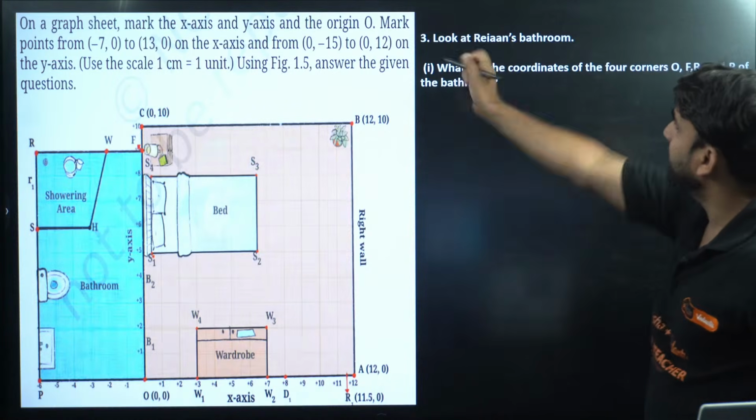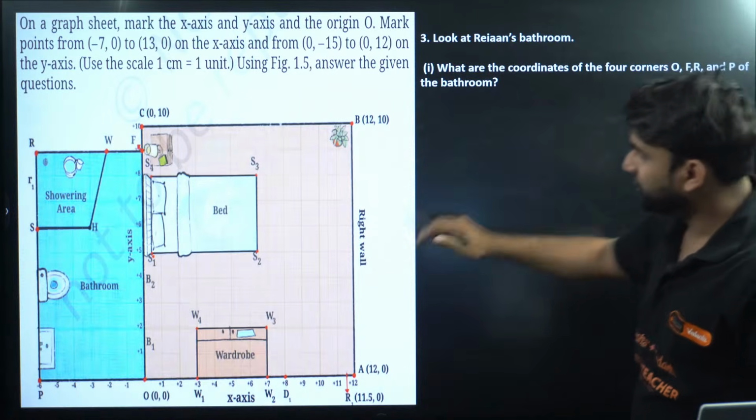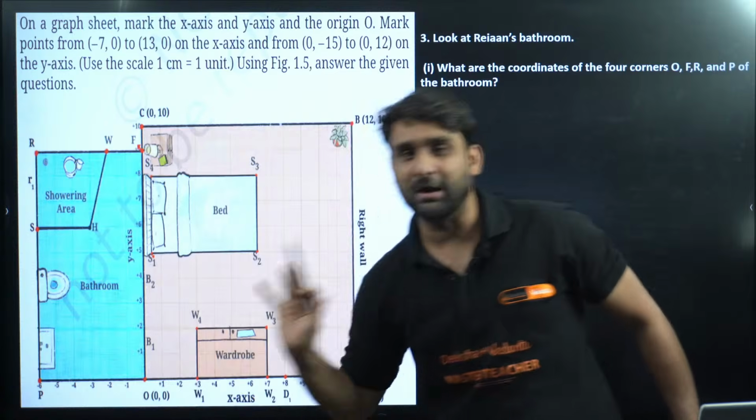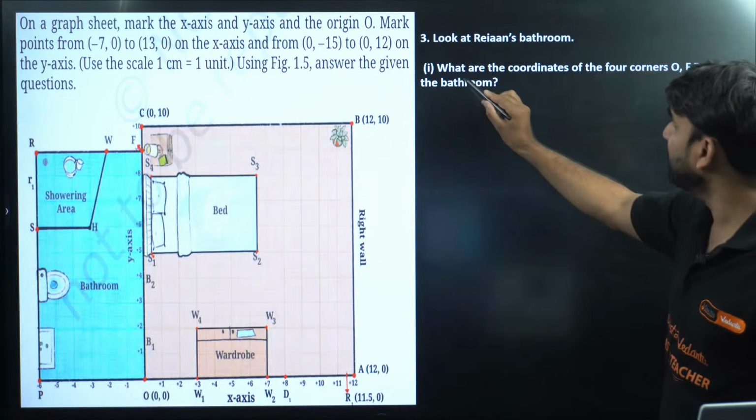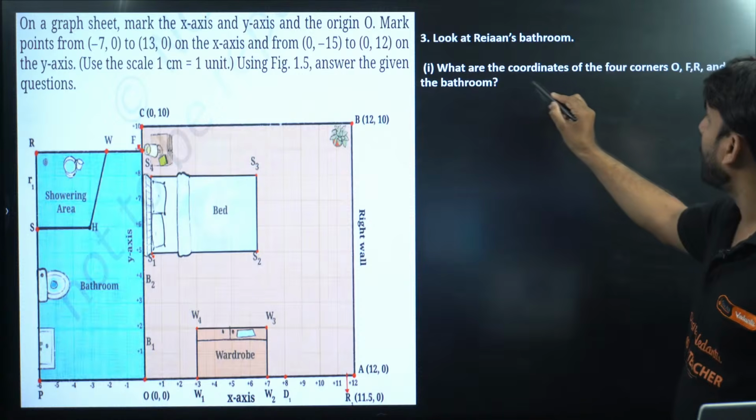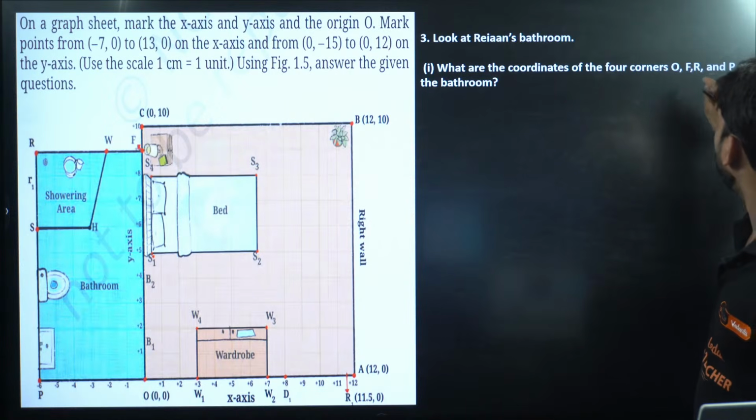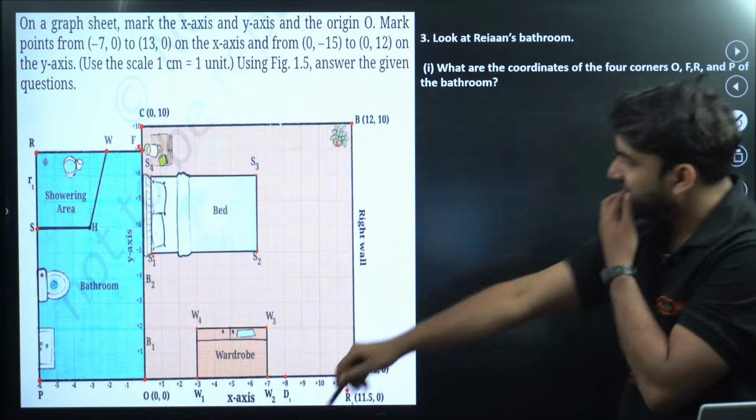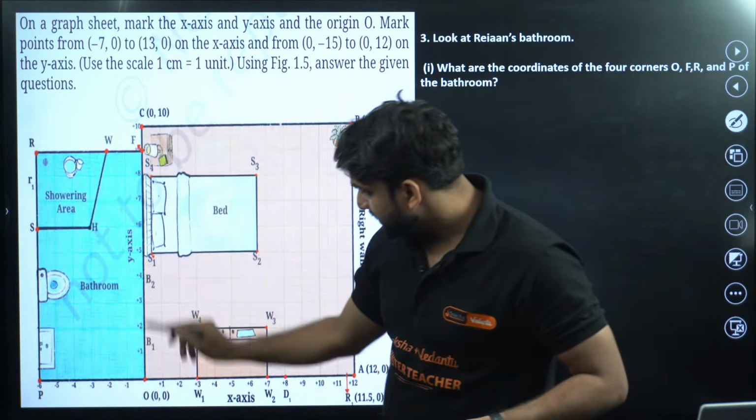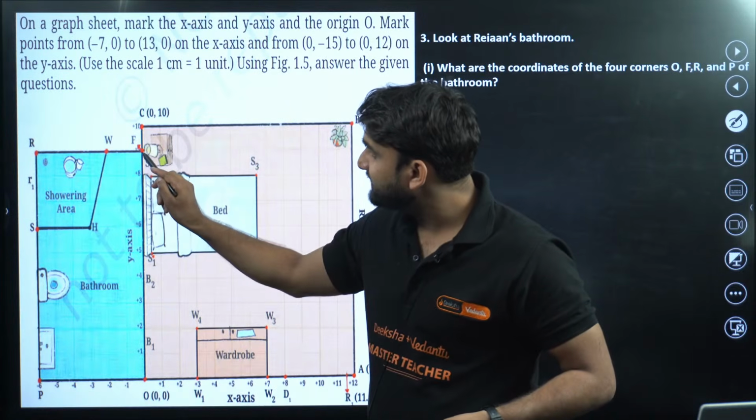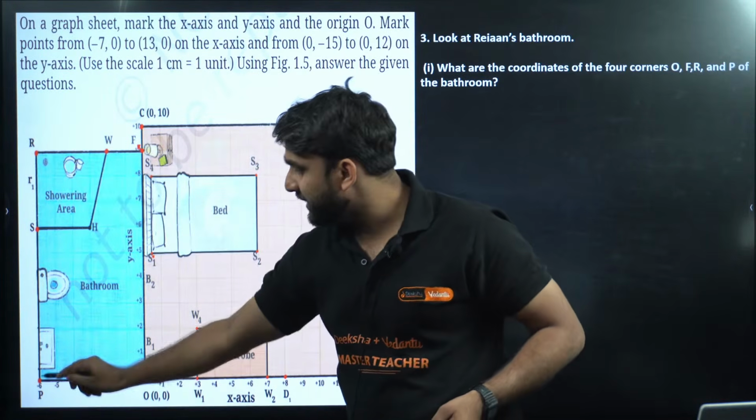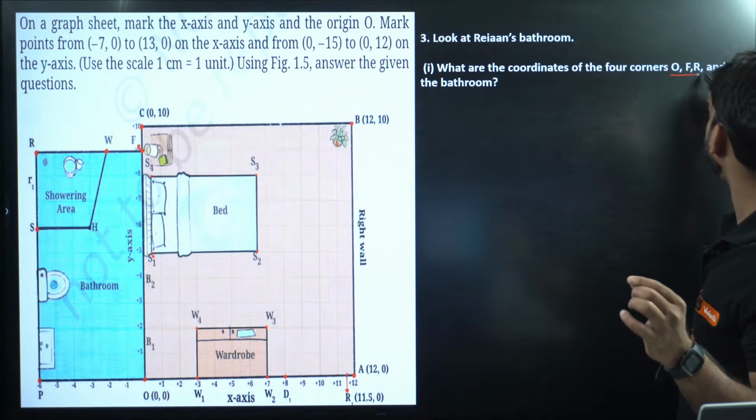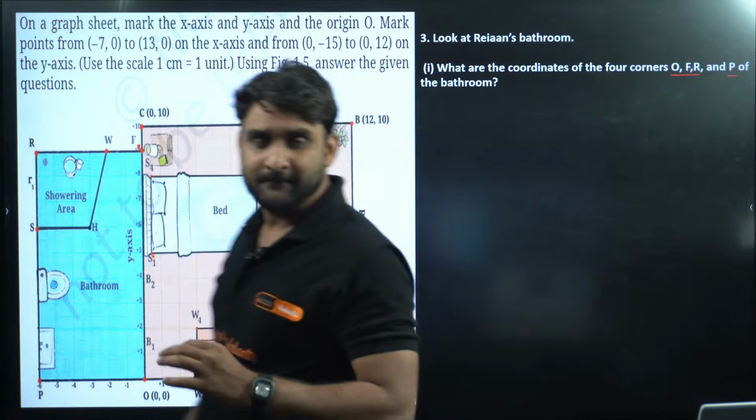Okay, so look at the question. Look at Rian's bathroom. So this blue color region is Rian's bathroom. We have to answer the question, what are the coordinates of the 4 corners O, F, R and P? So there are 4 corners of the bathroom. Can you see here? This is O, here is F, here is R, and here is P. We have to write the coordinates of O, F, R, P. This is the question, right?